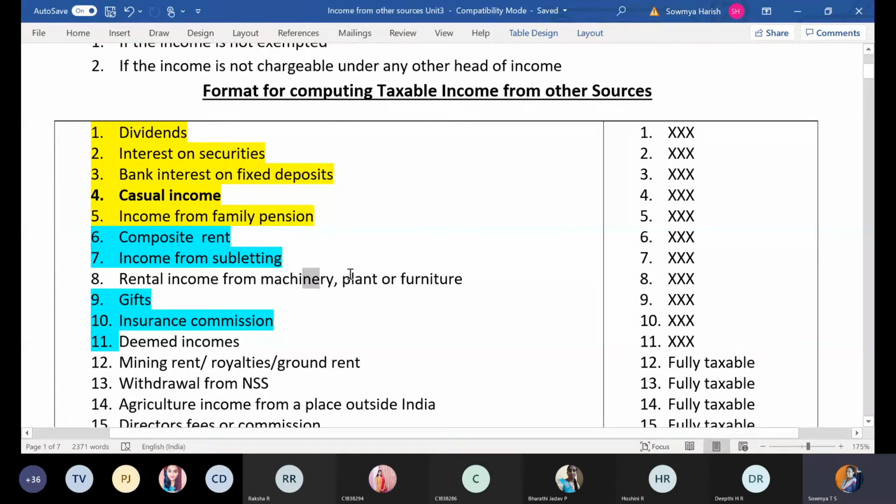With regards to machinery, plant and furniture, what are the expenses you might incur? Maybe repairs. So that you can deduct. Then maybe you would have taken an insurance policy, so whatever premium you paid on the insurance policy can be deducted. And also, since it is an asset, you'll have to provide for depreciation to replace this asset. So you'll have to charge depreciation. So depreciation amount, repairs amount, and any insurance premium which is paid, that can be deducted from the rent income you're earning from any of these three. And this will be chargeable to tax under the income from other sources.